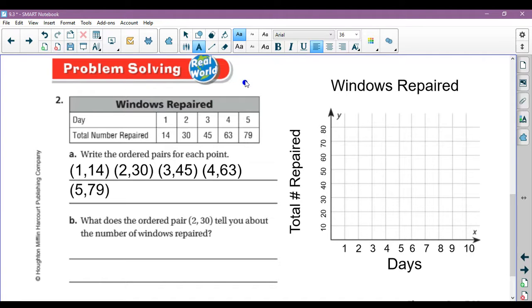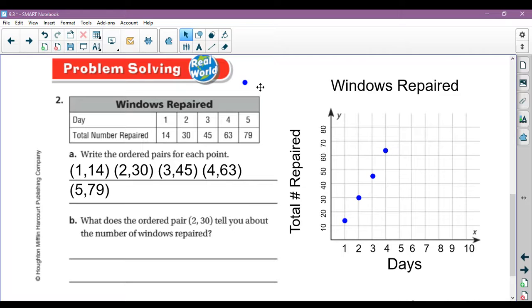So our first one was 1, 14, so 1 and then go up 14. The second one was 2, 30. Three, 35, and then 4, 63, and 5, 79. Okay, so there we have it.